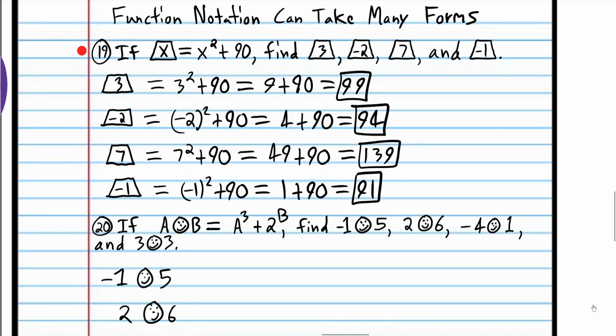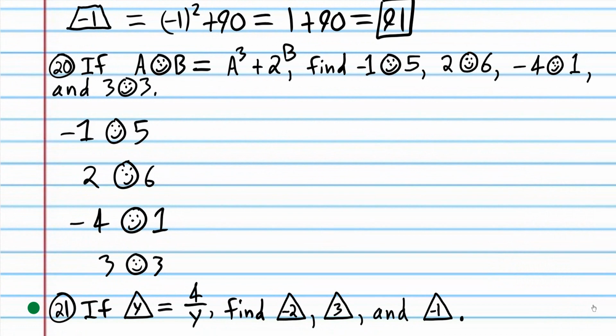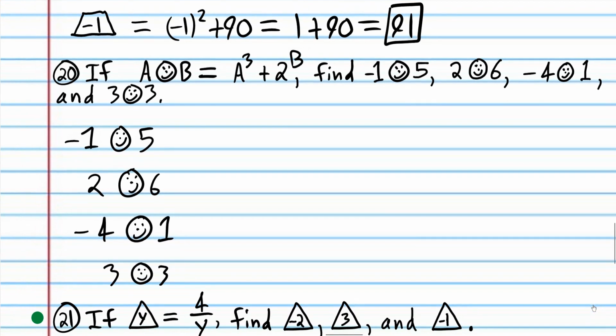So again, you can come up with all kinds of different notation for functions. And sometimes you can have more than one input in a function. Now, you're not going to encounter this until you take your third course in calculus, vector calculus. But here I'm defining A, smiley face, B as this set of operations here, and we're asked to find negative 1 smiley face 5.